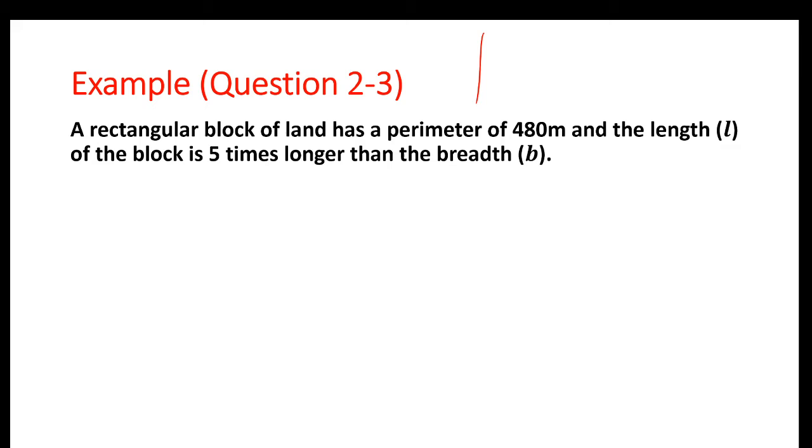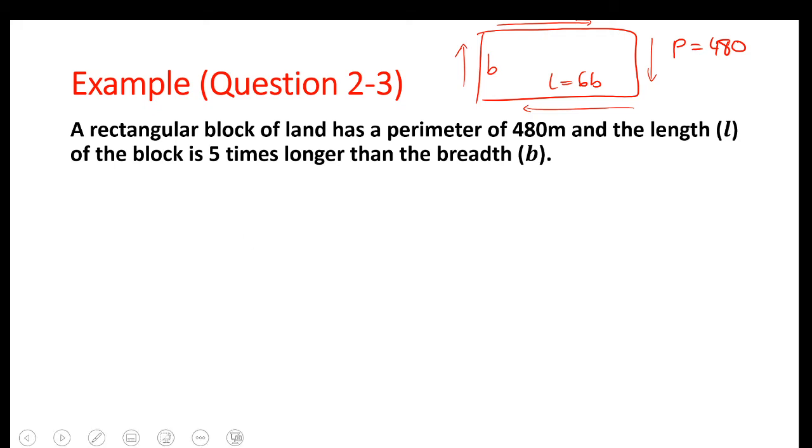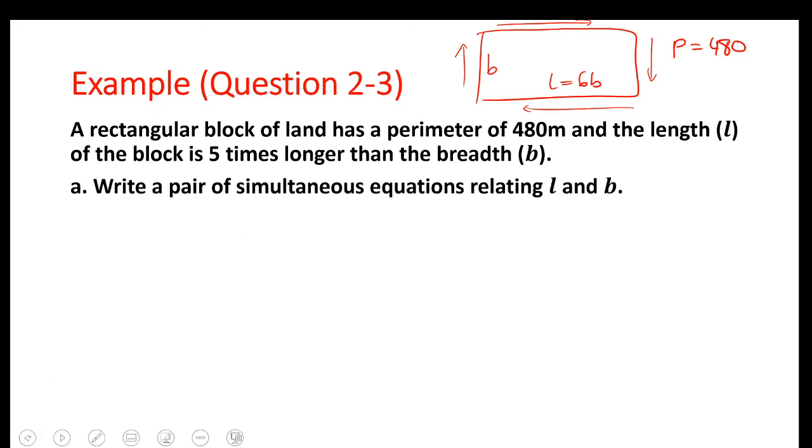Okay, so what I would do to begin with is I would actually draw a picture. Okay, this is my rectangular block. I know the perimeter is equal to 480, so that means that the outside is 480 if I add up all the outside. And I also know that the length is equal to 6 times what the breadth is.